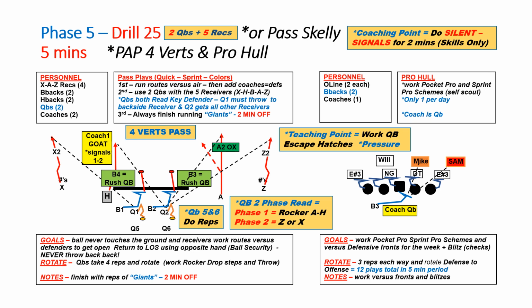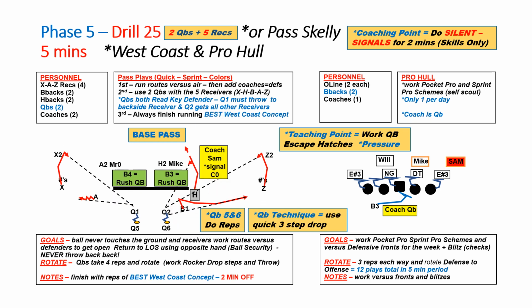While this is going on now, our O-line then is going to do our half slide pass pro against the different looks. We can also do this now with our pure drop back game, drill 25, progressing to pass Skelly, working our West Coast concepts, again, 2 quarterbacks with the 5 receivers, extra quarterbacks rushing or simulating the action behind, and again, the line doing their pass protection against the different looks and pressures.